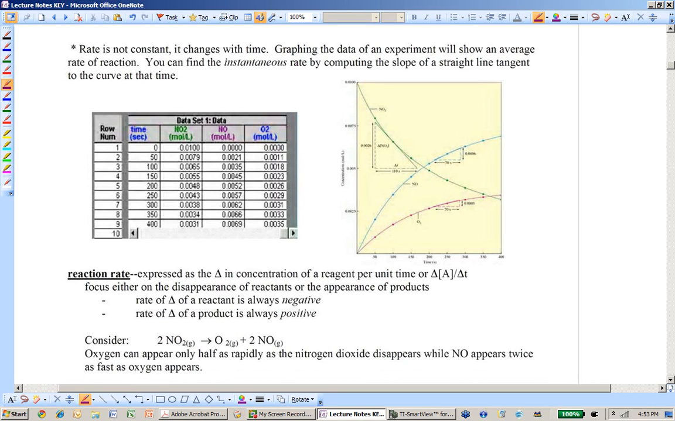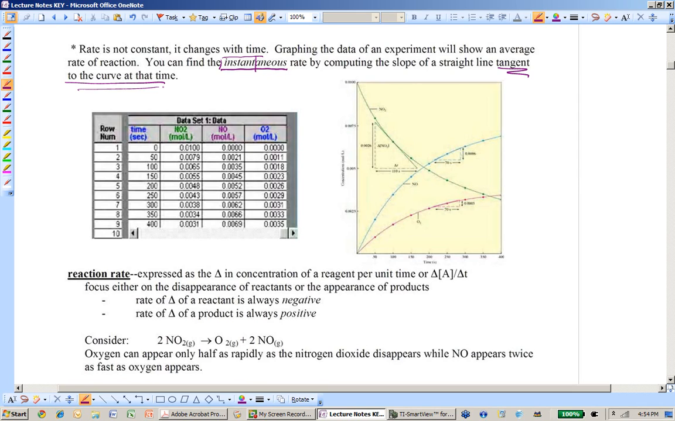Graphing the data of an experiment is going to show you an average rate of reaction. You can find the instantaneous rate. Focus on the word instant, rate at an instant. So instantaneous rate by computing the slope of a straight line tangent to the curve at that time of interest. I'm going to translate that into English and actually make it visual for you.